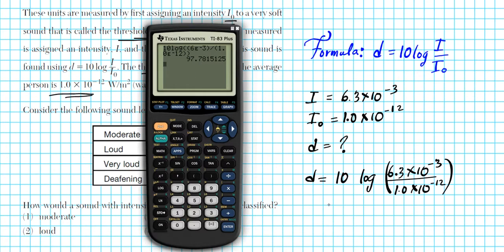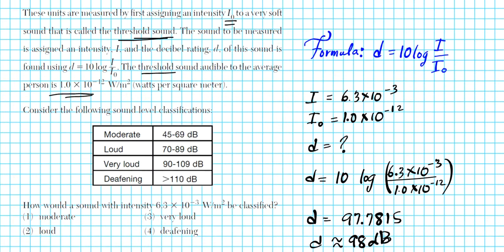So our D value is 97.7815. If we round it to the nearest whole number, it is approximately 98 decibels. Now, what is the sound classification of this decibel level of sound intensity? So where is 98? 98 falls right here. So it should be classified as very loud. Our answer for number 15 is option number 3.